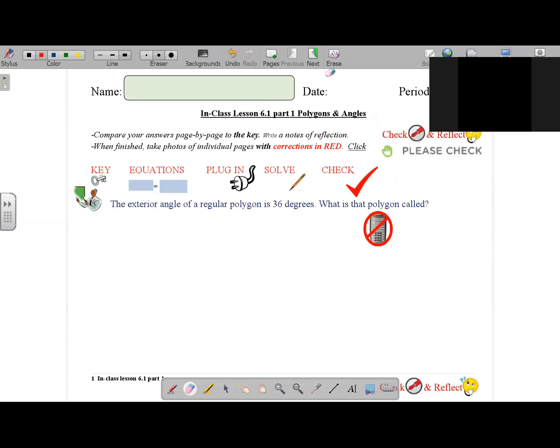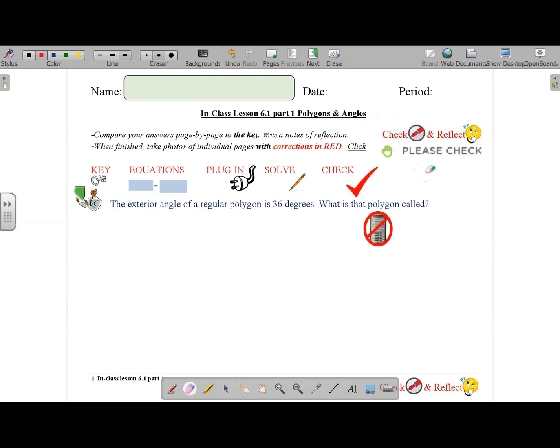This one. And go. Now, read the problem. The exterior angle of a regular polygon is 36 degrees. What is that polygon called? Good. Underline the keywords. Go. That's your first step. Underline the keywords.